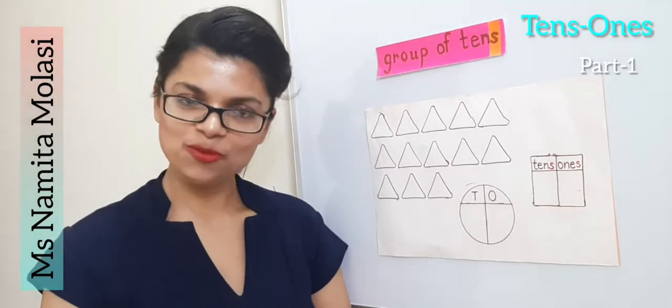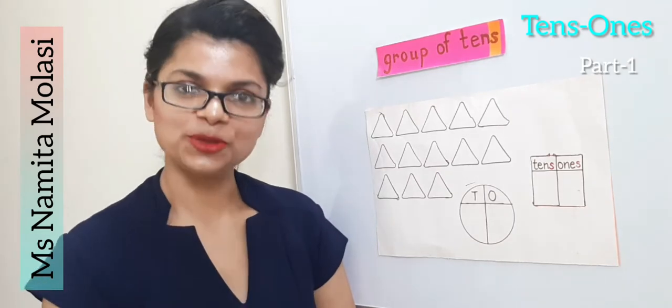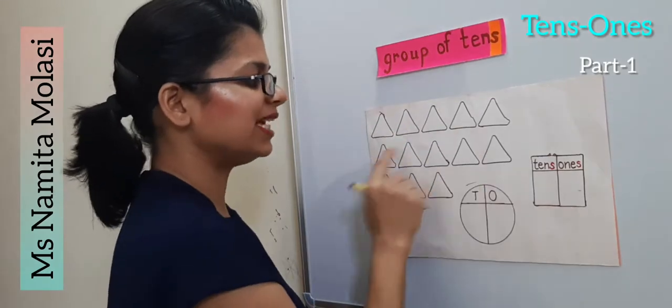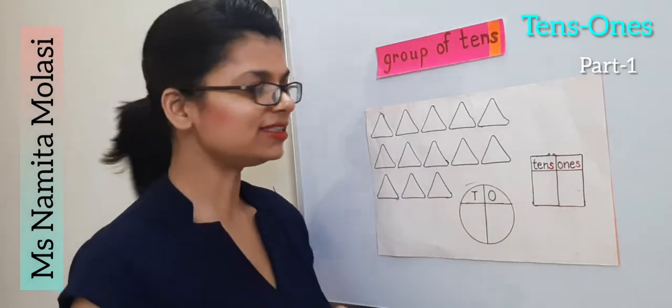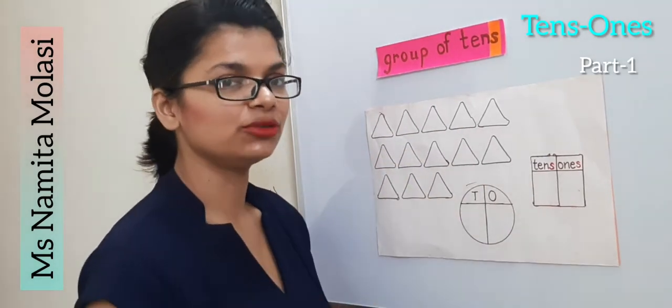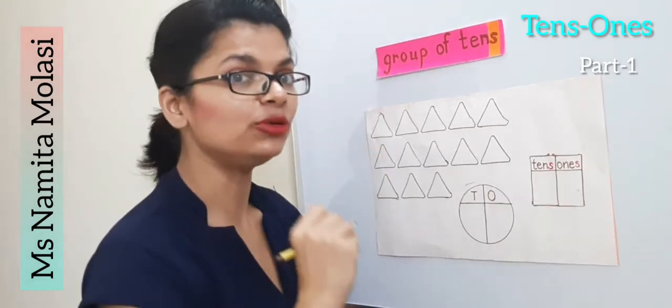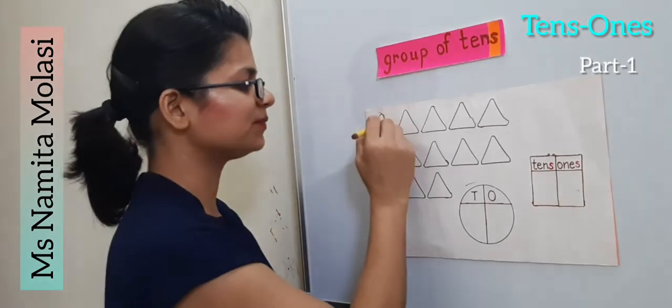Today we will learn how we can count the objects in the group of 10. Yes, let's see. So, for example, here are some triangles. I'm going to put a tick and count. It's very important that you put a tick when you are counting the object. Okay, let's start.